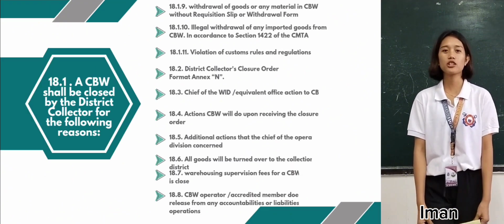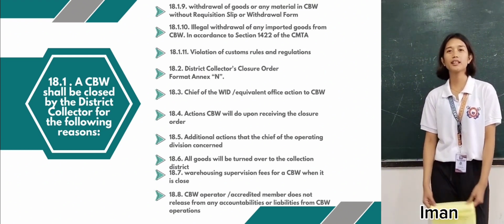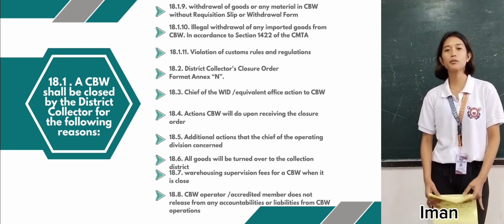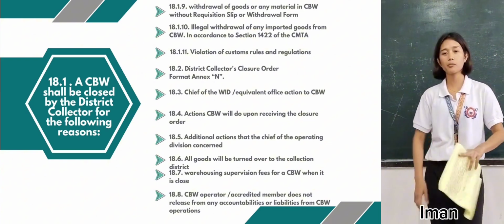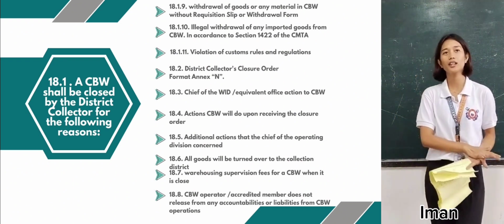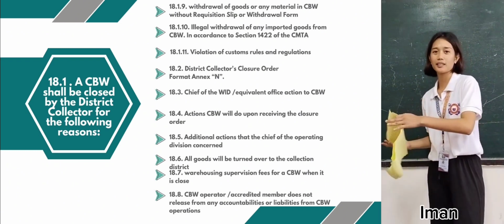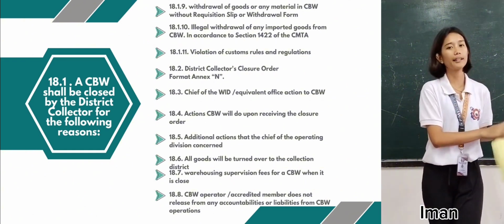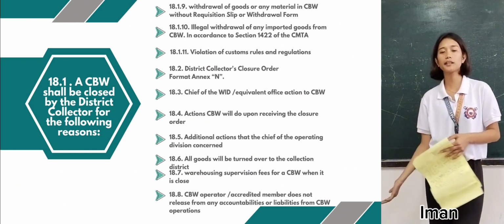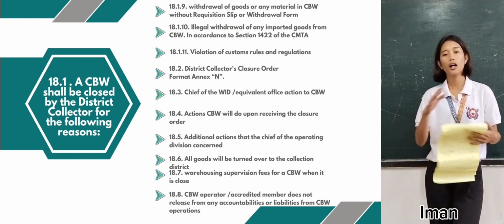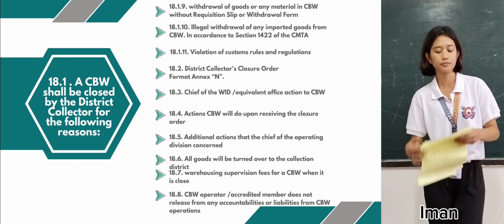Section 18, continuation, the suspension and closure of customs bonded warehouse. Section 18, subsection 1.9, withdrawal of goods or any materials in customs bonded warehouse without requisition slip or withdrawal form. So, requisition slip or withdrawal form is a document nga gamiton para ma-withdraw nimo imong goods sa customs bonded warehouse. Naka-indicate sa requisition slip or withdrawal form ang type and quantity nga i-withdraw nimo sa CBW. And then, without this slip or form, ang imong goods can be confiscated. And ang customs bonded warehouse mag-face na sila og consequence like suspension or closure. Dili sila maka-appeal sa improper na pag-withdraw sa goods.